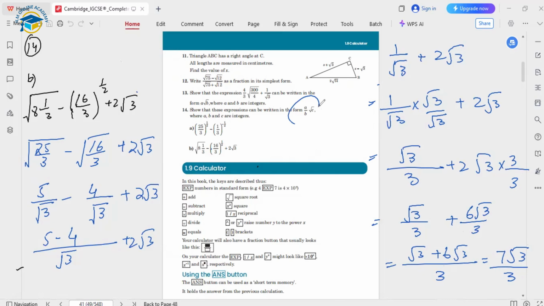So exactly the form we got that they were asking for, A over B, we got 7 over 3, and in place of square root C, we have square root 3. This is basically the answer for part B, question number 14. Hope this exercise is clear, and the simplification with the surds as well is clear.